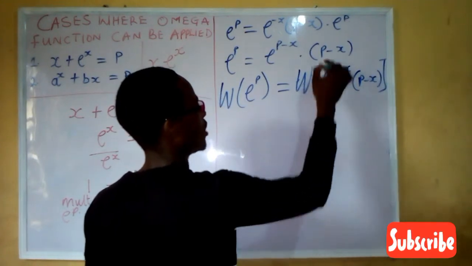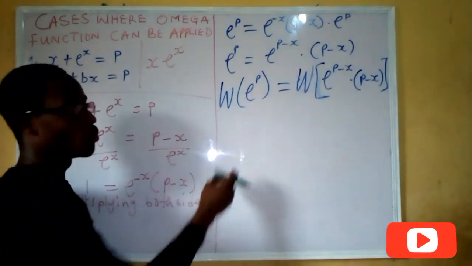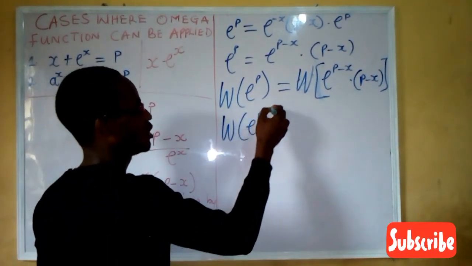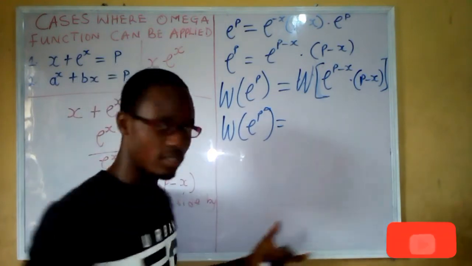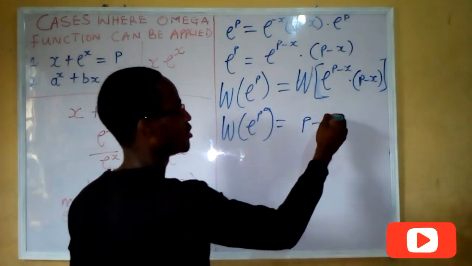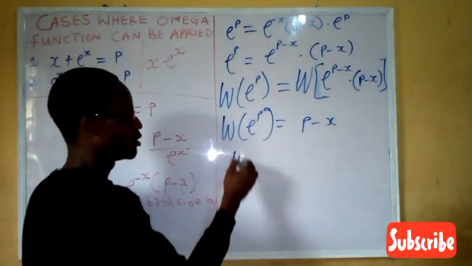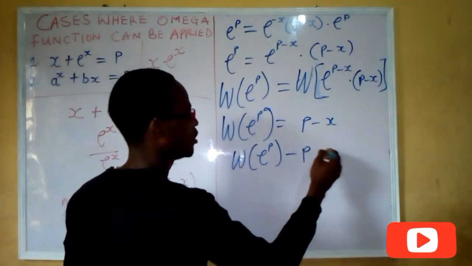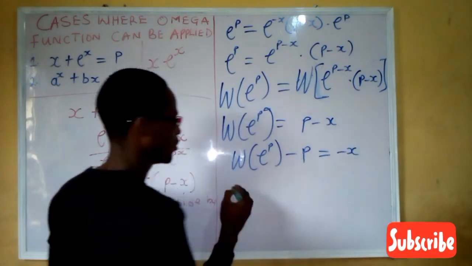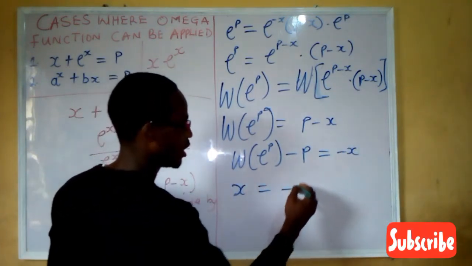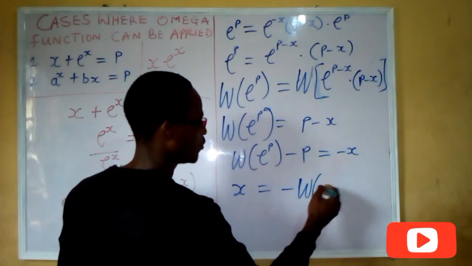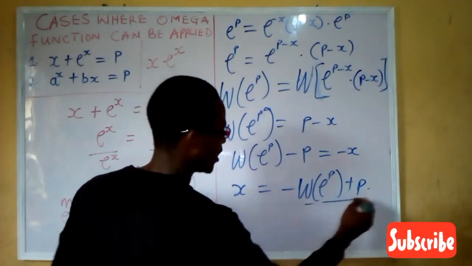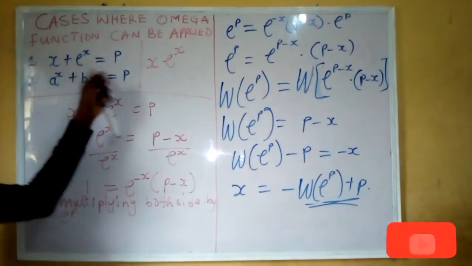Let me use a square bracket to differentiate. So what is inside the bracket? Here I'm going to have e raised to the power p minus x, and definitely I'm going to have the W. So the W function of e raised to the power p gives us p minus x. Therefore x will be the negative value of the Lambert W function of e raised to the power p, plus p. That will be the formula generated for this type of question.